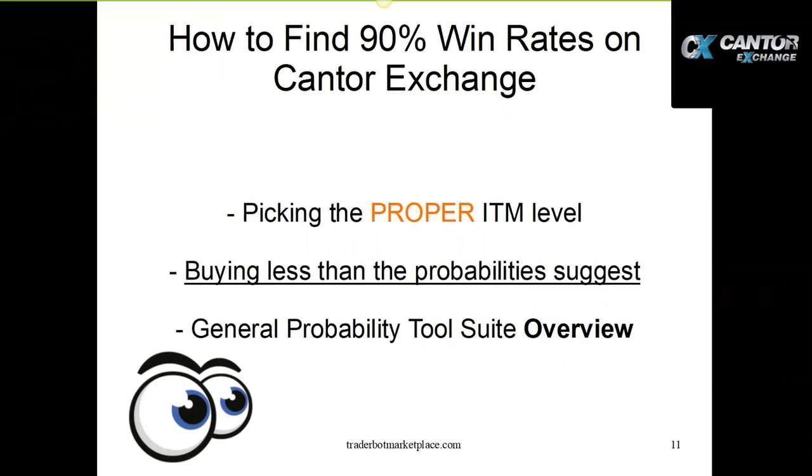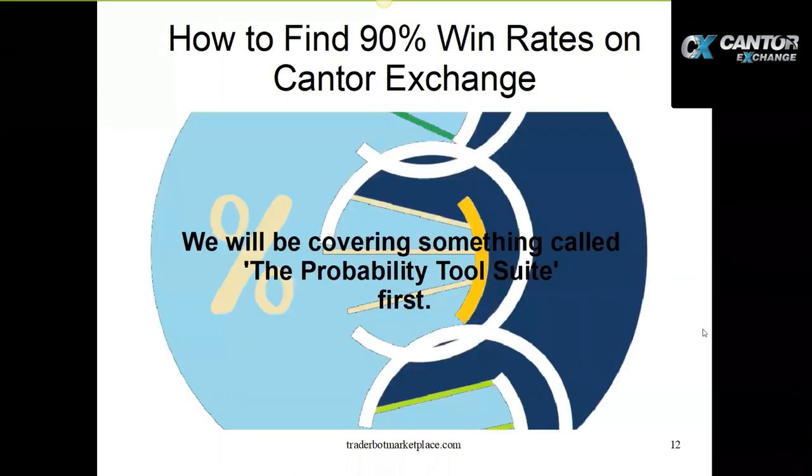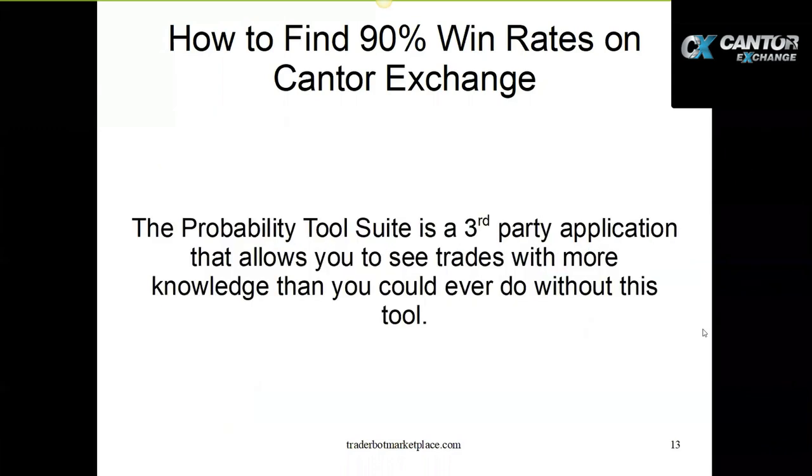Now this probability tool suite overview was something that, let me see if he's in here. Matthew, are you still in here? Matthew Renner. Matthew Renner and I have been working on this thing for several years, and we came up with a pretty nifty tool. Now it's called the probability tool suite. It's a third-party application that allows you to see trades with more knowledge than you could ever see without this tool.